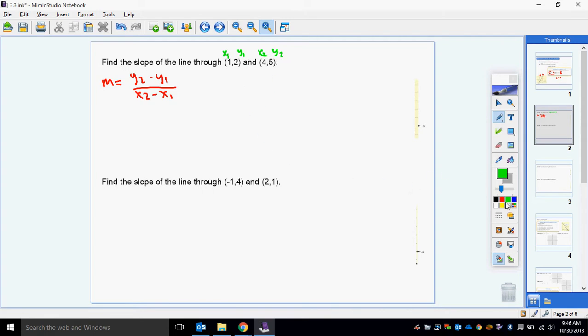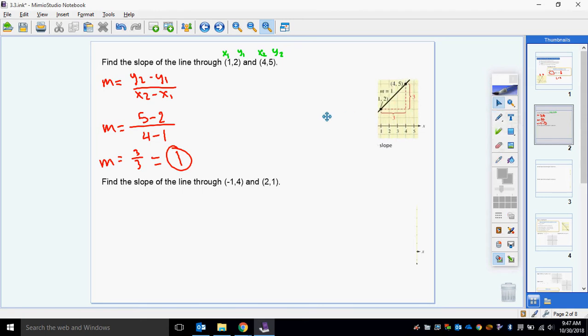Now that I've labeled, it becomes easier to plug in my values. So y2 minus y1 would be 5 minus 2, and x2 minus x1 would be 4 minus 1. Simplify the numerator to 3 and simplify the denominator to 3. So 3 over 3, I'm rising 3 and I'm running 3. The slope you could also write as 1. It simplifies to 1. Okay, so it is a positive 1.